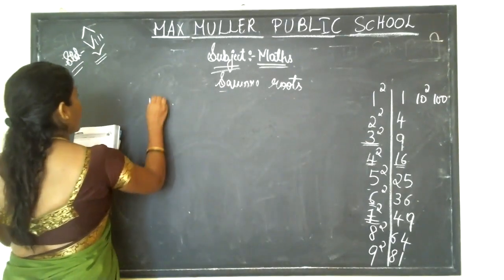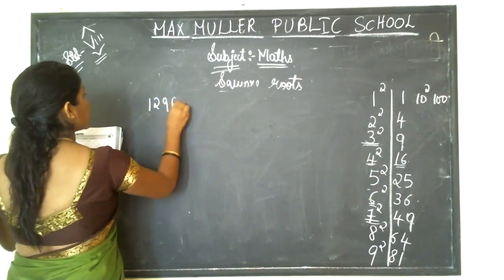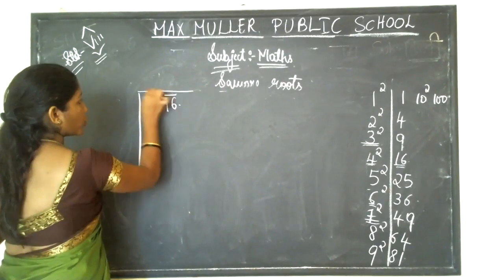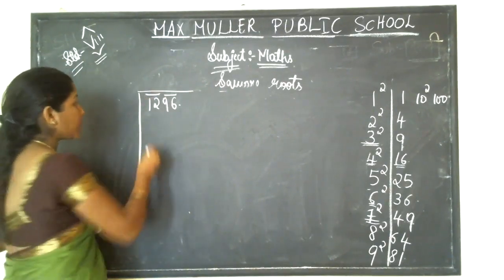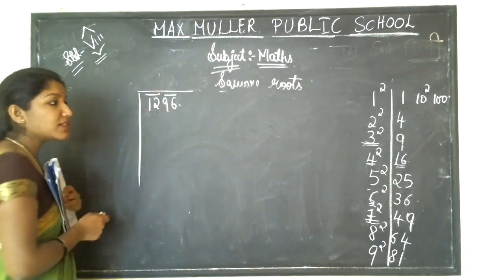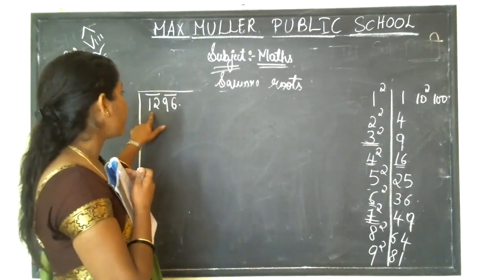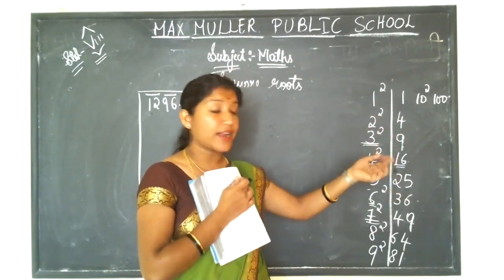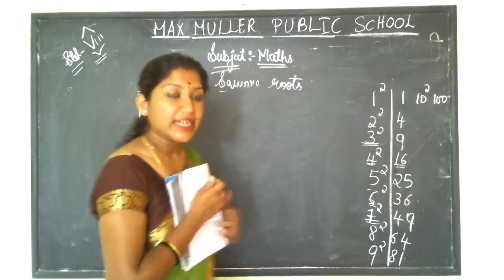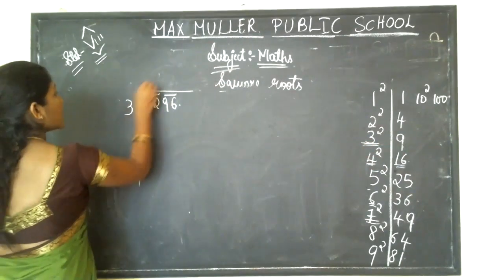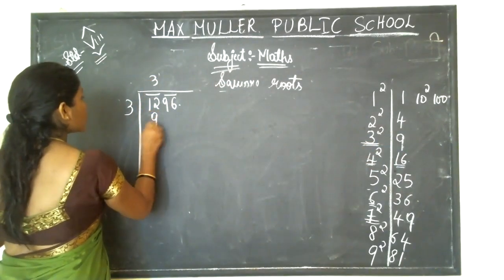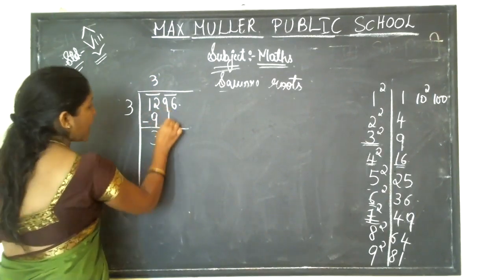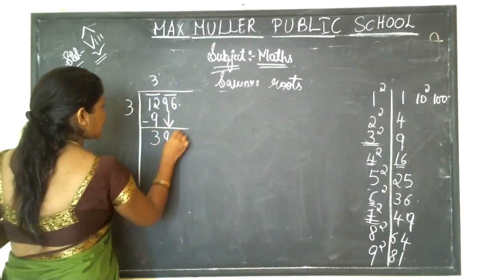Next, 1296. Divide the thing. So here first you have to group with two numbers, and find the nearest square number for 12. That is 4 4s are 16, which will be greater than 12. So you have to go with 9. So 3 3s are 9. So here 3 will be the remainder if you subtract, and get down this 96.